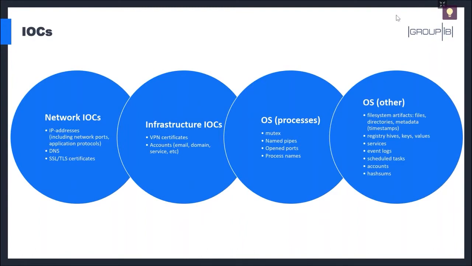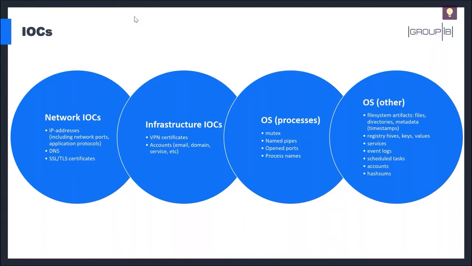accounts. Then we go to the operating system, and each operating system serves to launch the processes and the applications. So this part of the indicators are related to processes. First of all, the process has its mutex, its open ports, if it operates over the network. It has a name, and for example, if it uses SMB protocol, then it has a named pipe.